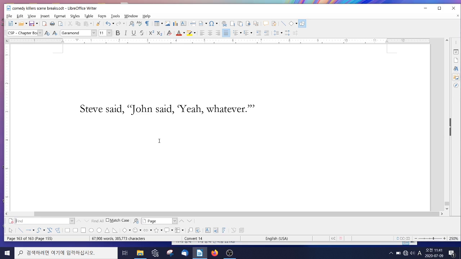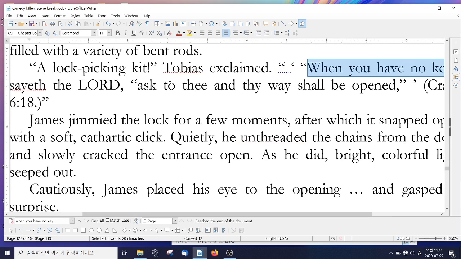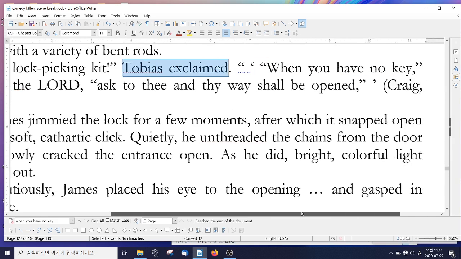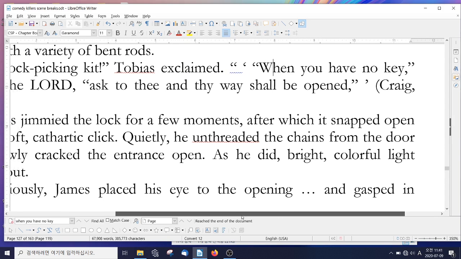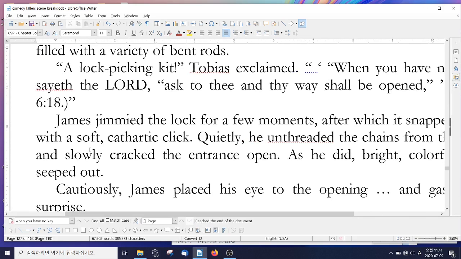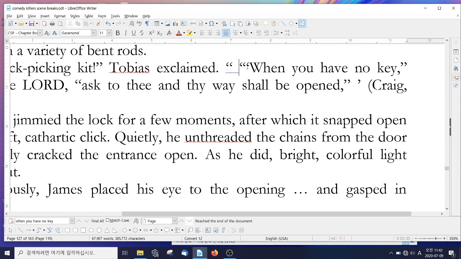Let's see here if I can find this. So you can see here our priest is quoting some scripture. And so you've got a Bible verse where the Lord is talking within speech. So you can look at this here. You've got God talking in the Bible, spoken by the priest. And so again, you could do this, I guess.